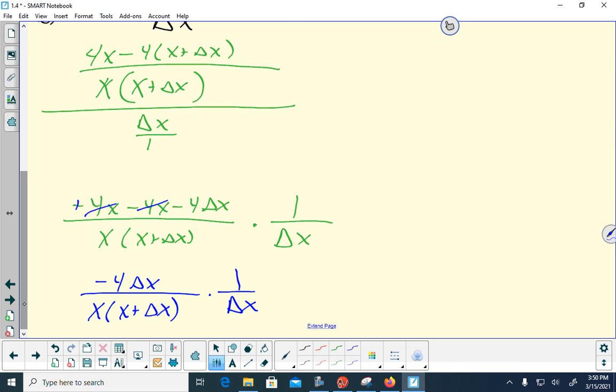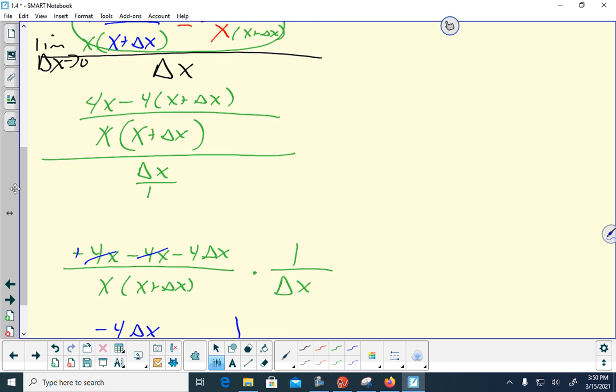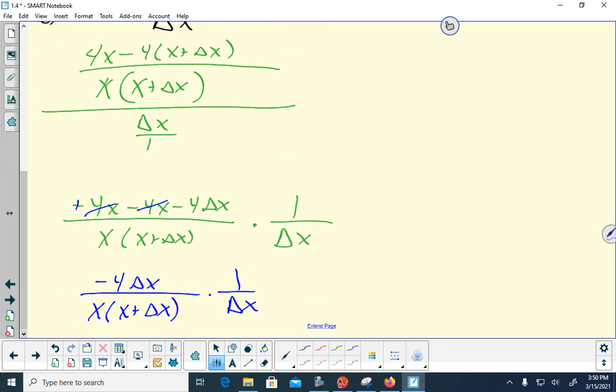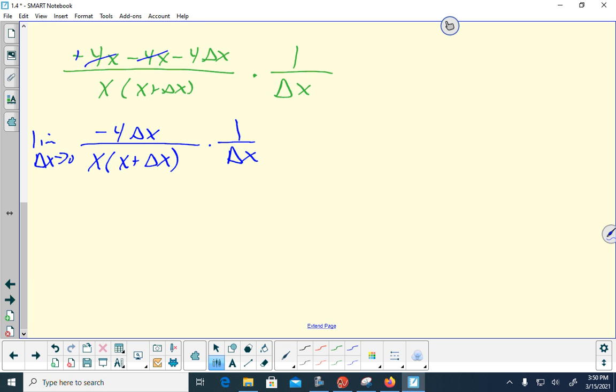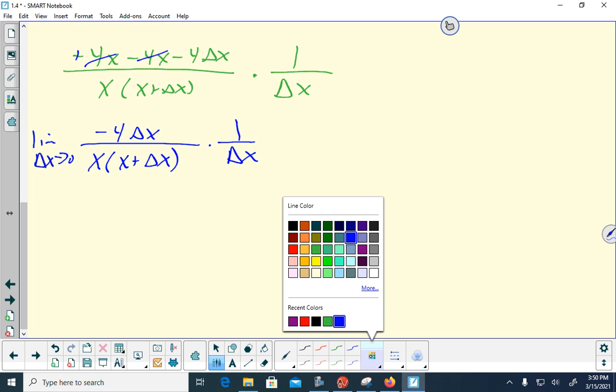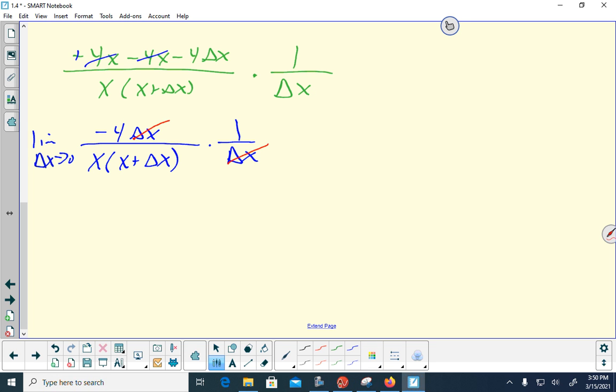And this whole time that I'm doing this, and I haven't been writing it, I've been pretty bad about writing it, I'm finding the limit as delta x approaches 0. Still can't substitute in 0 because I have division by 0 for part of it. I am going to simplify these delta x's, still taking the limit as delta x approaches 0. Now I have negative 4 over x times x plus delta x. Cannot simplify any further, but I'm going to go ahead and put this 0 in for the delta x.